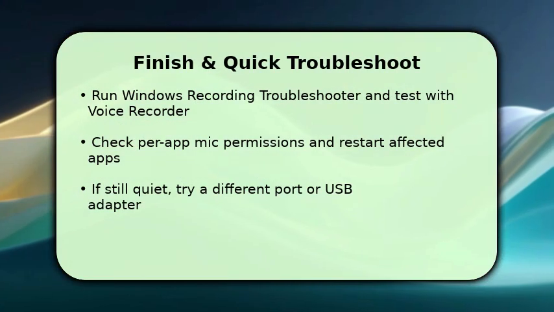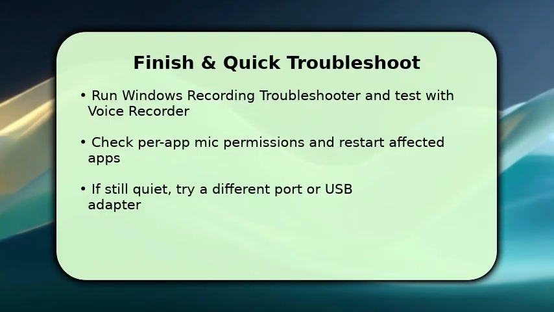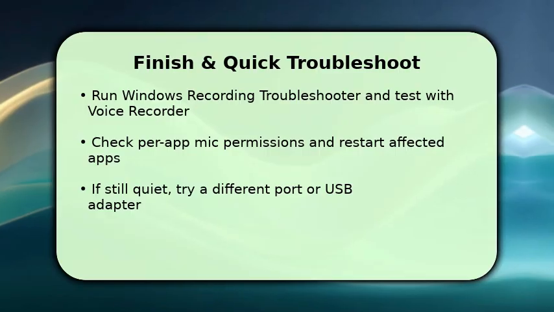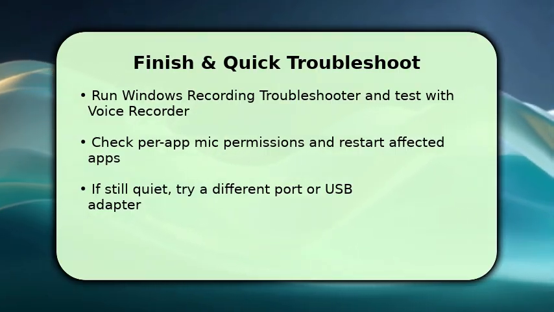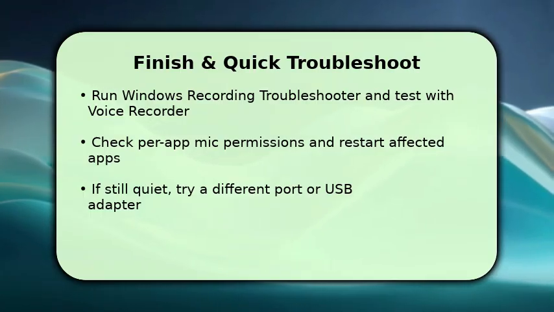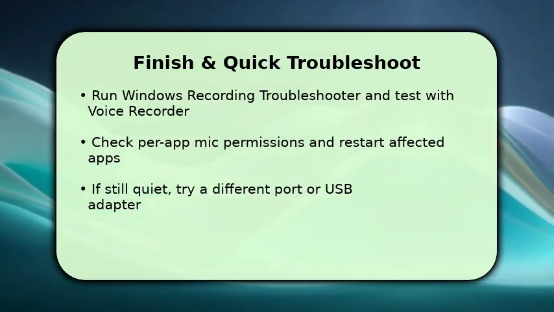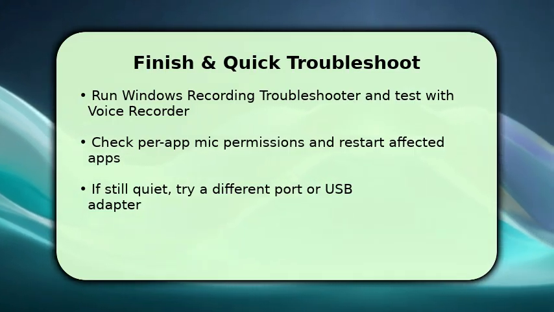To finish, validate the changes and isolate remaining problems. Run the Windows Recording Troubleshooter to apply automated fixes, then test with Voice Recorder or a simple Zoom test. Make sure the app you use has microphone permission under Settings Privacy, and restart that app after changes. If audio remains low, try a different port, a USB adapter, or another mic to rule out hardware failure.